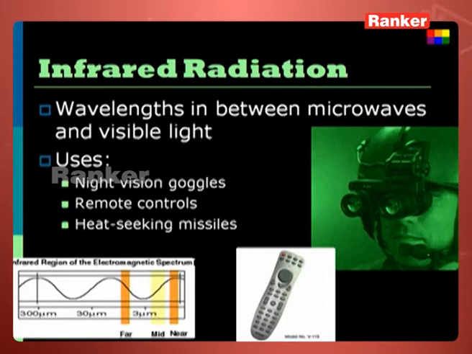Next is infrared. The infrared region has a wavelength range of 300 micrometers to nearly 3 micrometers, and it is used in night vision goggles, remote controls, and heat seeking missiles. Naturally, some snakes use infrared radiation to detect their prey. So nature and we are also now using infrared radiation for our use.